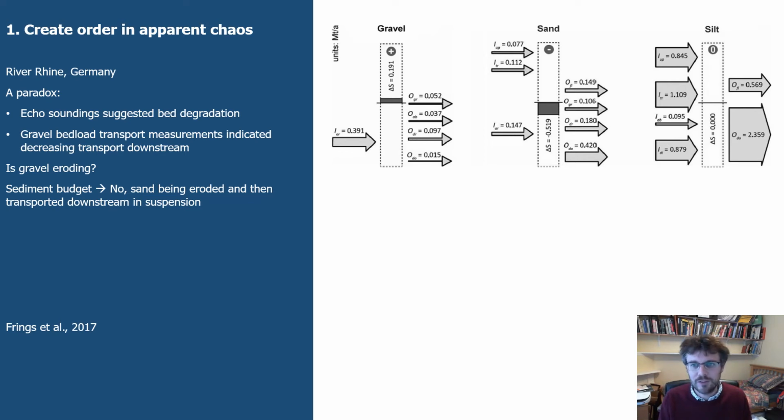Scientists monitored different grain size fractions, gravel, sand and silt, throughout the reach of interest. They derived a sediment budget to identify the different pathways of each of these fractions, and they found that sand was being eroded, but then it's being transported downstream in suspension. So the original monitoring design of only measuring gravel bedload transport downstream actually wasn't capturing that sand fraction, which therefore was resulting in an imbalanced sediment budget.